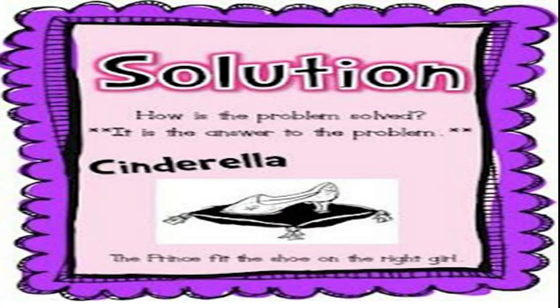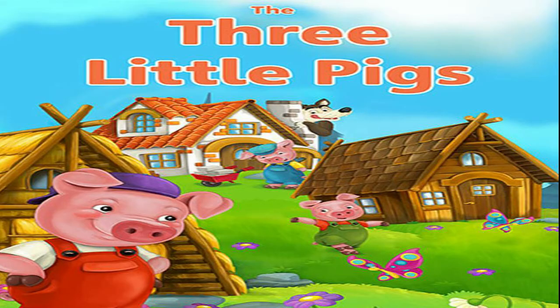And solution is how the problem is solved. It is the answer to the problem. When the prince was searching for the owner of the glass slipper, that was his problem, and the problem was solved when the shoe fits Cinderella. And we all have read the story The Three Little Pigs. So now let's see the story elements in The Three Little Pigs.